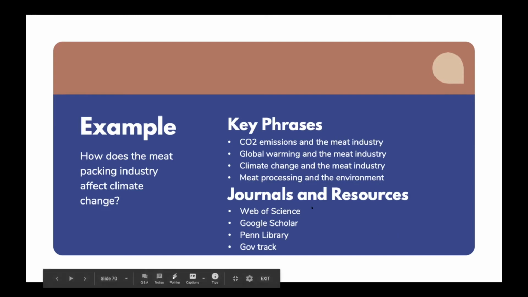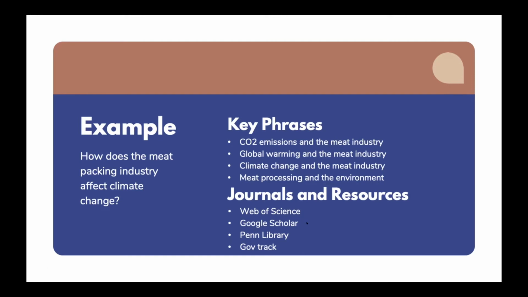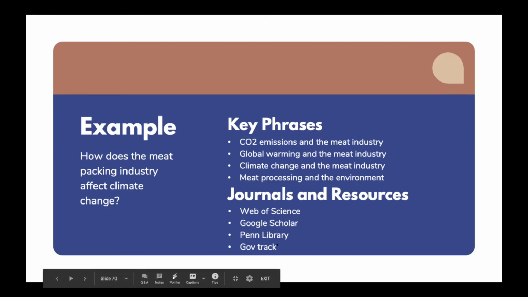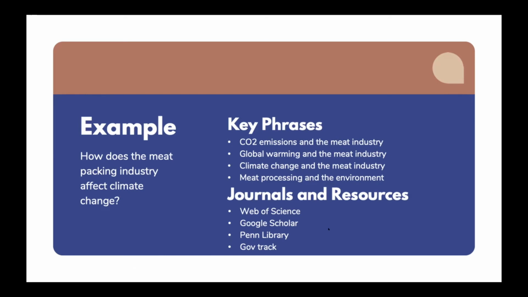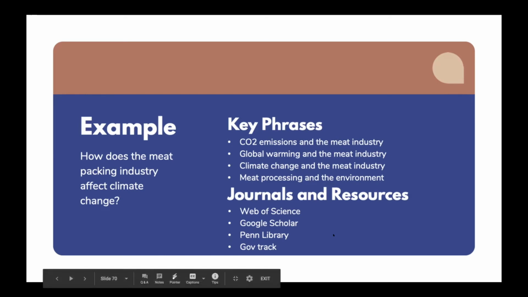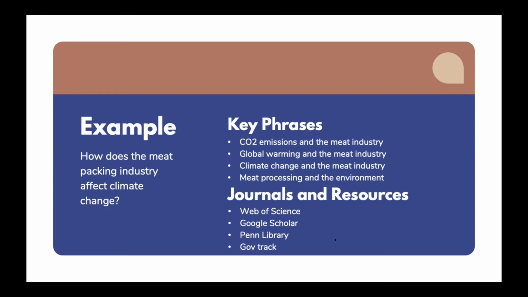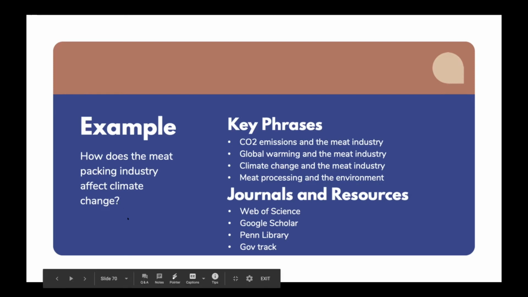So some resources that we talked about as a group that are helpful, these are all search engines: Web of Science, Google Scholar, Penn Libraries, GovTrack if you're looking for specific legislation. And also, I know that before I had typed in environmental journals, and a bunch of environmental journals I had never heard of popped up, and I'm really interested in the environment. So that's definitely something that I would look into if I was doing this topic.